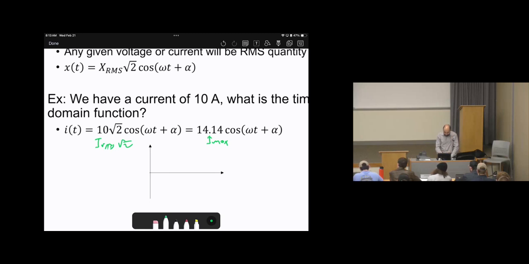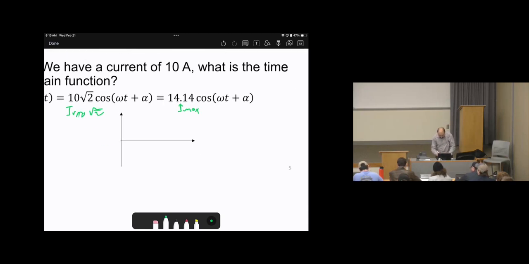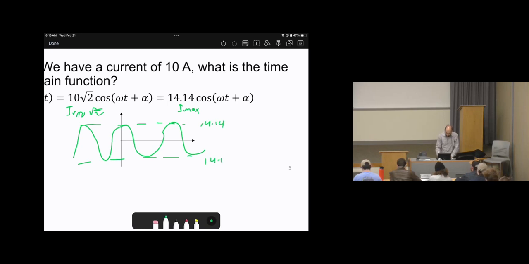Whenever you write the expression, it can be RMS times square root of 2, or you can do the multiplication. If we want to plot 14.14 cosine omega t, it can be something like this, with the maximum and the minimum between 14.14 and negative 14.14. While the RMS is like this, at 10 amperes.